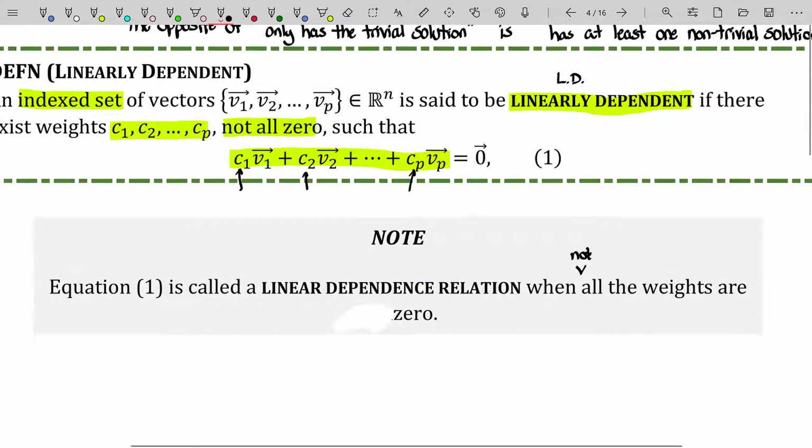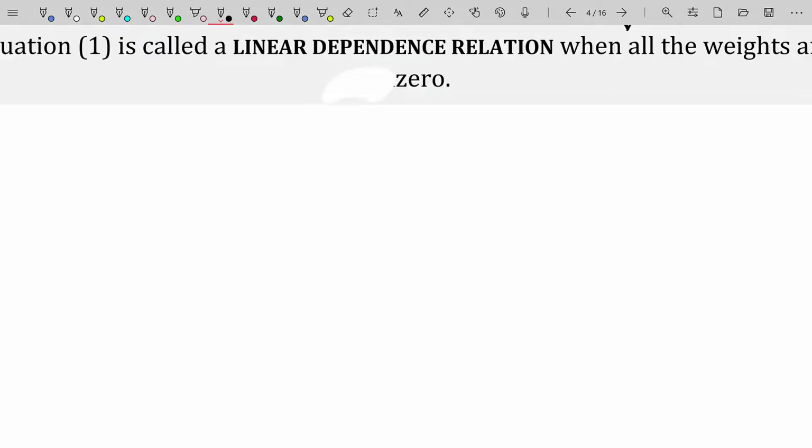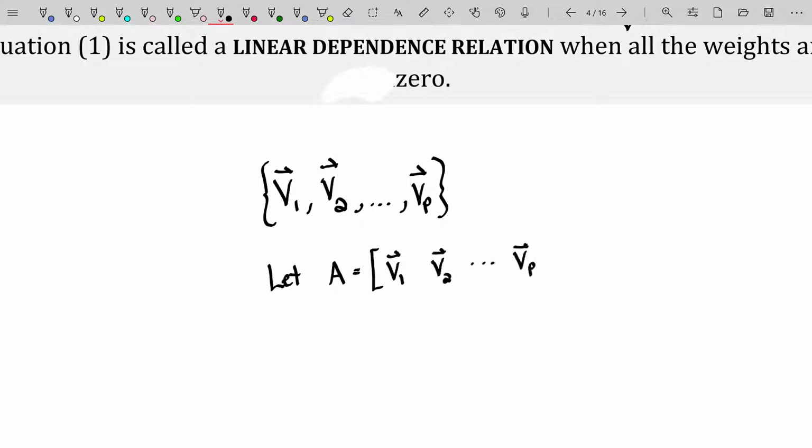So I really want to drive home the point. You have a set of vectors, v1, v2, all the way to vp. And notice I'm writing it as a set. It is actually a collection of vectors. What I'm going to do, because I prefer to do it this way, I'm going to create a matrix with those vectors as the columns. And I'm going to summarize linear independence and linear dependence right here.